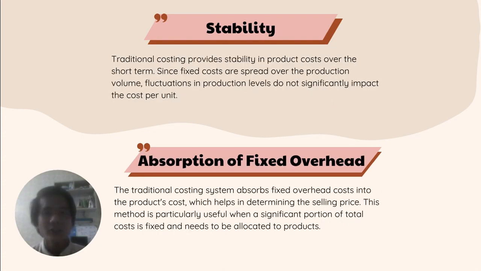Stability. Traditional costing provides stability in product costs over the short term. Since fixed costs are spread over the production volumes, fluctuations in production level do not significantly impact the cost per unit. Absorption of fixed overheads. The traditional costing system absorbs fixed overhead costs into the product cost, which helps in determining the selling price. This method is particularly useful when a significant portion of total cost is fixed and needs to be allocated to products.